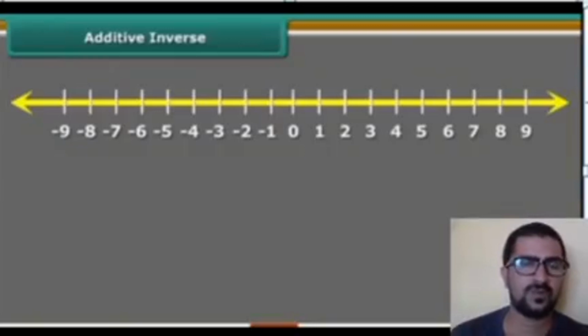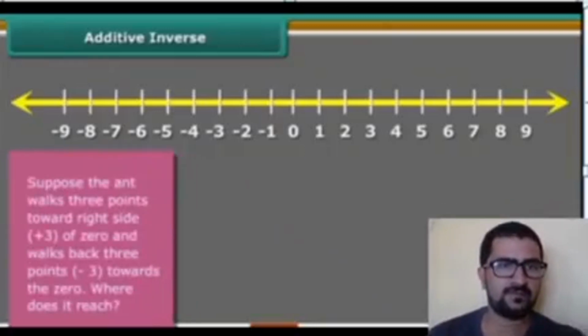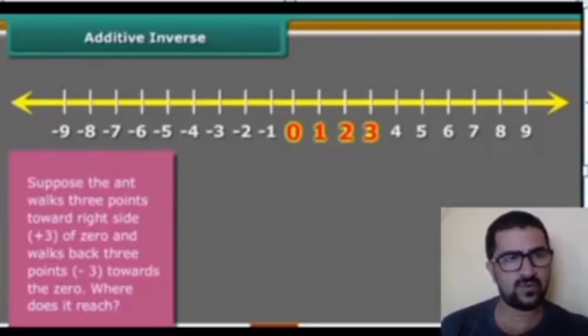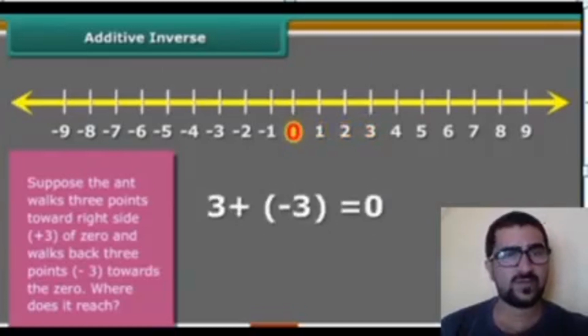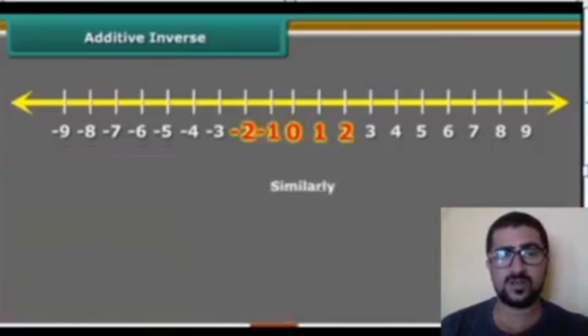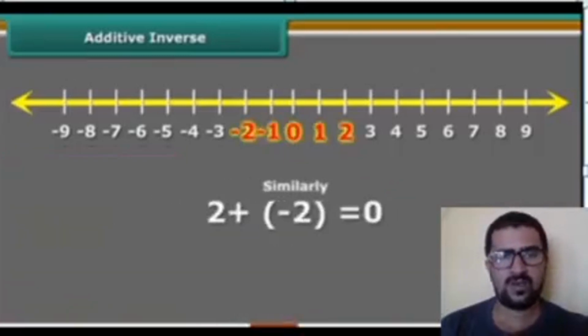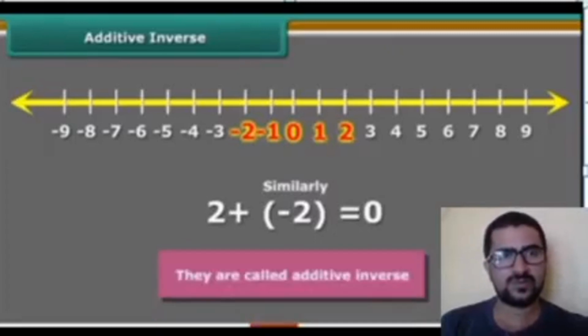Now we will learn additive inverse. Suppose the ant walks 3 points from 0 to the right side and walks back 3 points. Where does it reach ultimately? You can see that it will reach 0. We add 2 and minus 2. We obtain the sum as 0. Numbers such as 3 and minus 3, 2 and minus 2, when added to each other, give the sum 0. They are called additive inverses.